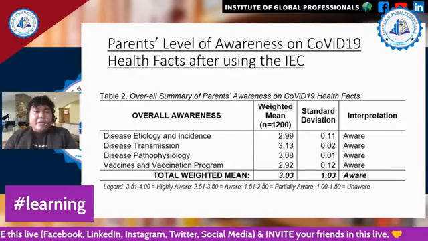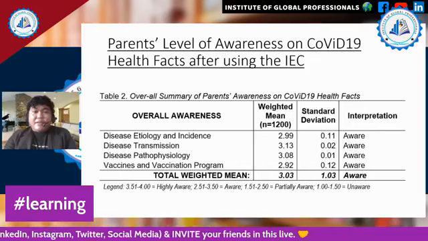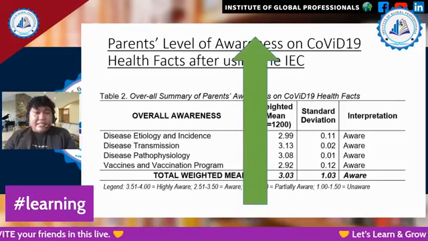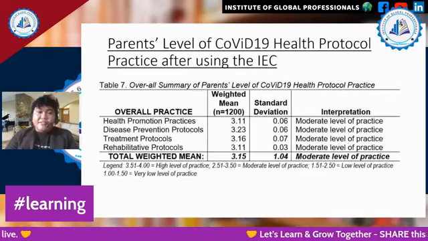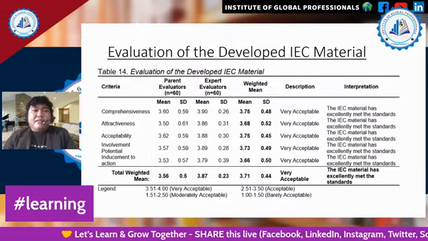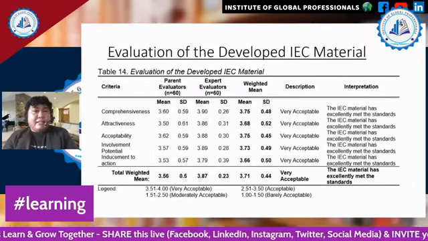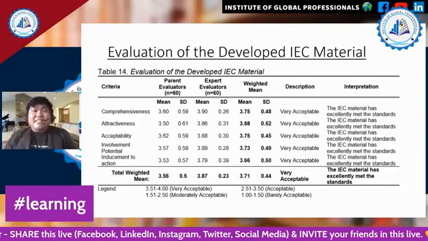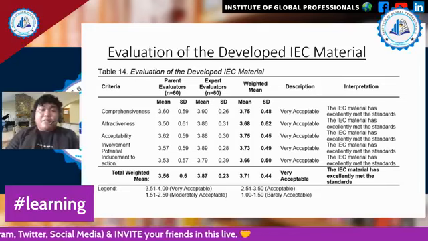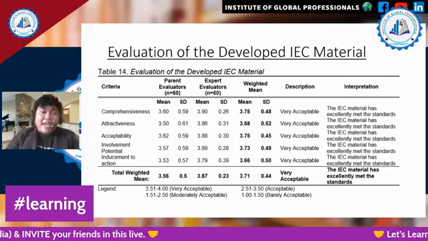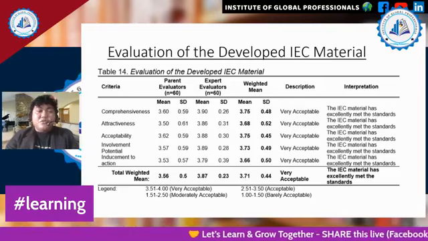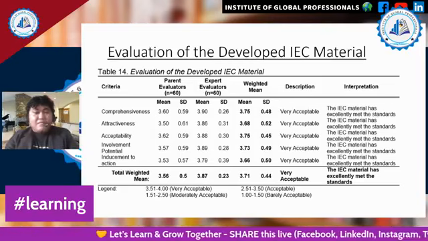Now, finally, I tested the product by giving it to the parents and to the experts. And the parents actually exhibited an increase in their overall awareness and overall health protocol practice. And finally, the material as the additional sixth step in the design thinking process, I actually had some experts and parents evaluate the product for its comprehensiveness, attractiveness, acceptability, involvement potential, and inducement to action. And everything is very acceptable.